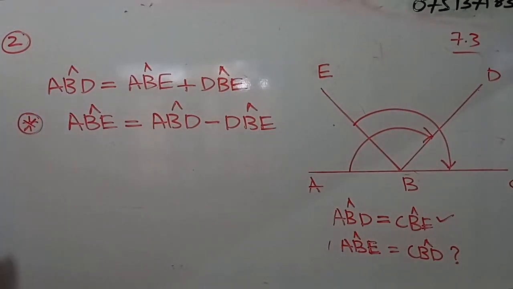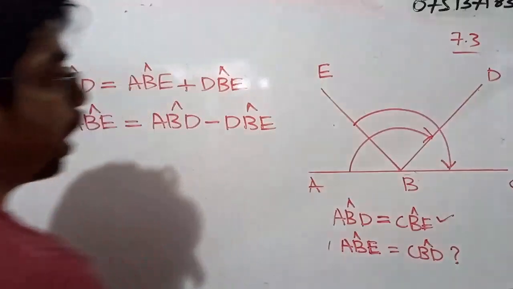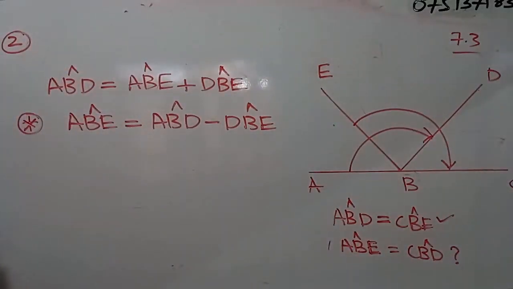In the same manner, what is the next angle? CBD. So how do we get the magnitude of that angle?